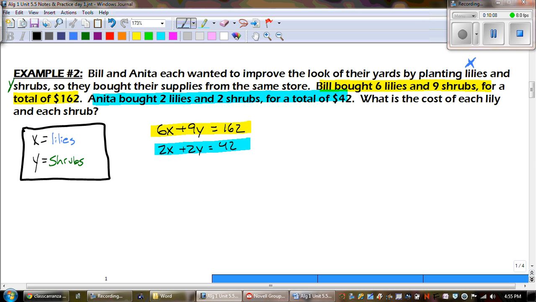Now, what do you want to cancel? Do you want to cancel your x's or your y's? Well, they're all lined up. Use that multiplication chart. Now, I know that 6 and 2, well, 2 goes into 6, right? What would I have to multiply the 2 by? Okay, I'd have to multiply it by 3, but I need them to be opposites. Yeah, so that's going to be a negative 3.